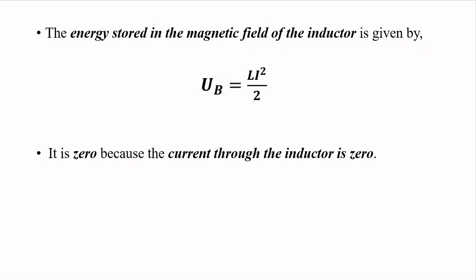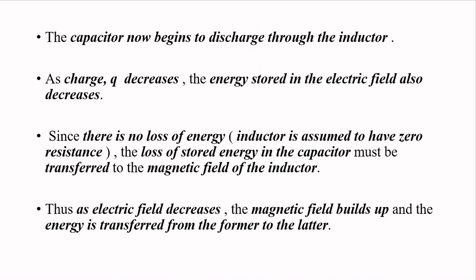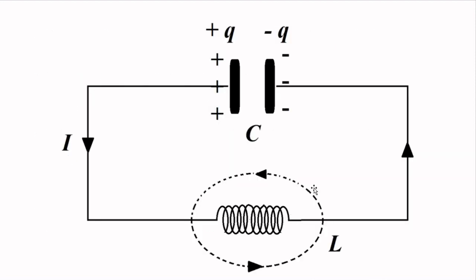Now what happens? The capacitor starts to discharge through the inductor in this direction. The current flows from the positive to the negative charged plate of the capacitor. This is the process of discharging of the capacitor, with the current flowing in this direction through the inductor.